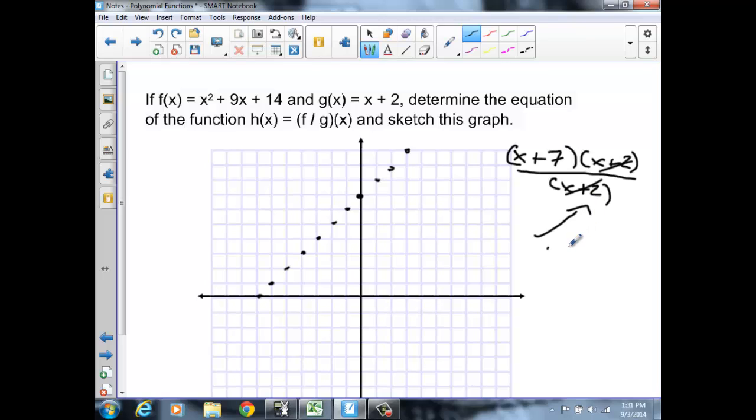Go back up here. Before we canceled away the x plus 2 right there, if I tried plugging in -2 right here, -2 plus 2 would have given me 0 on the bottom of the fraction. And I can't have 0 on the bottom of the fraction. Does that make sense? So here's the twist that I just need you guys to remember. Dividing, so long as they actually divide, it's not really that hard, with one exception. Whatever canceled away on the bottom can't be used. Okay? So here's how we do that.